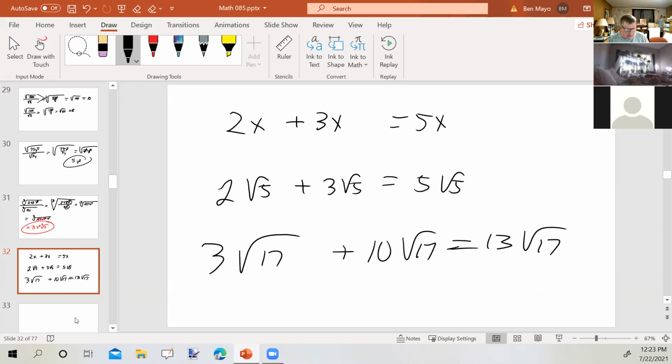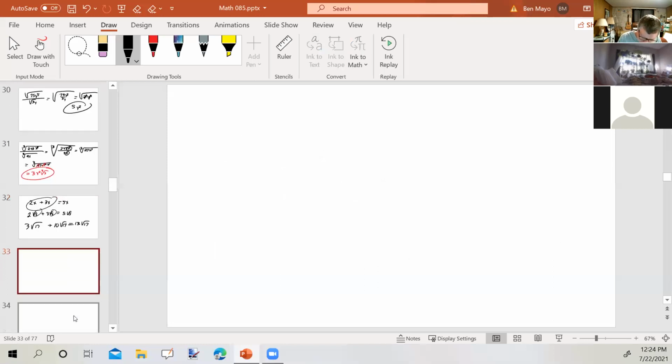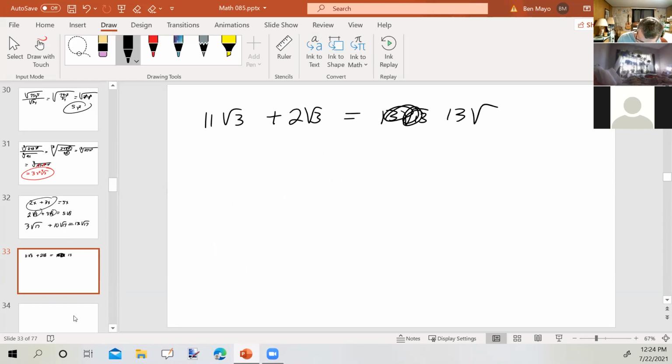Do you see how I'm getting at these like radicals? This isn't actually like radicals, but that's just the familiar. So here, they're both something times the square root of 5, so I add together the somethings. Okay, are you good with this? Well, we'll find out. Okay, 11 square roots of 3 plus 2 square roots of 3 would be 13. Whoops, messed that up. 13 square roots of 3, right? Adding like radicals.